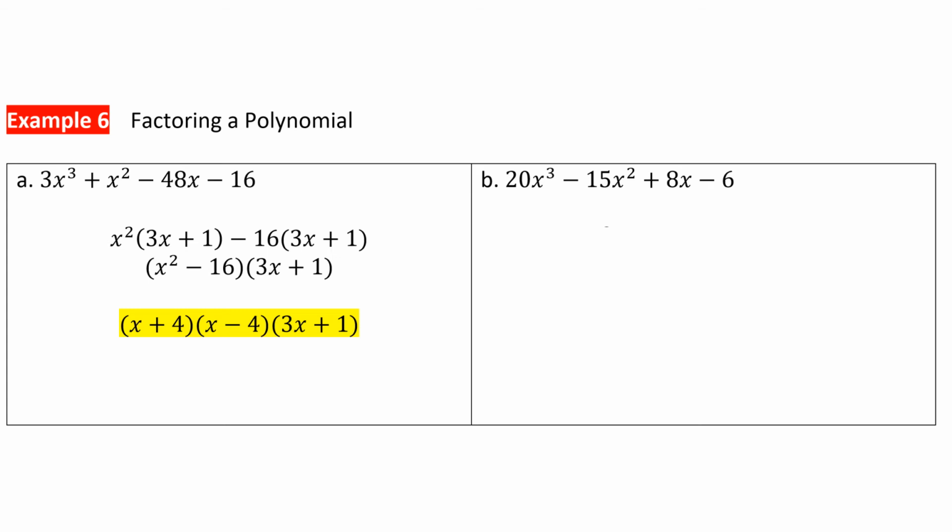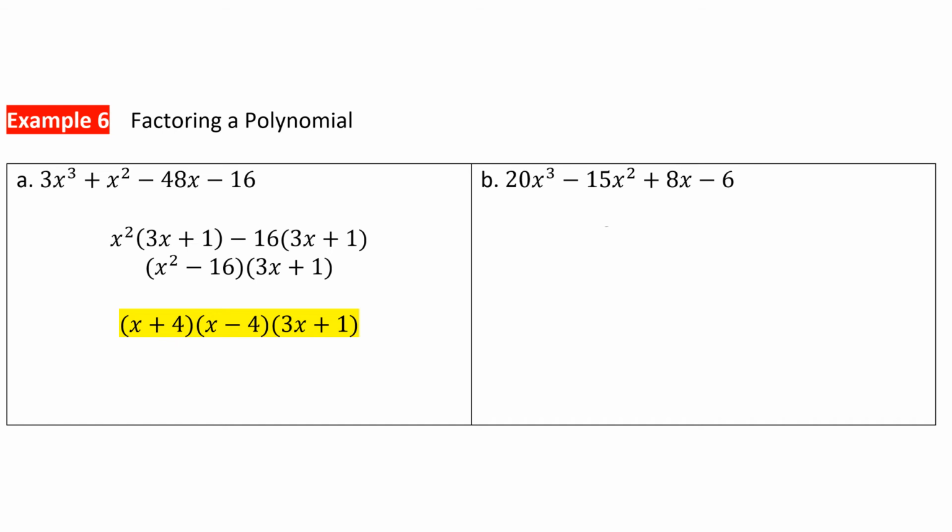The beautiful thing here is that we've taken a cubic and we have found 3 zeros. Well, we've found 3 factors so far, and if we set these equal to 0, we could determine that this cubic is going to cross the x-axis with solutions of negative 4, positive 4, and negative 1/3.